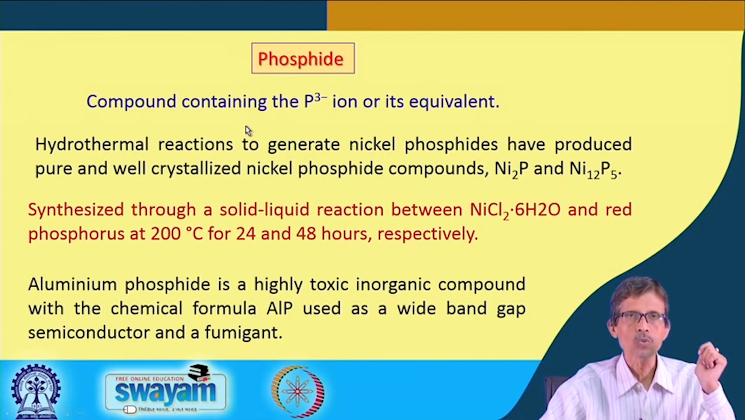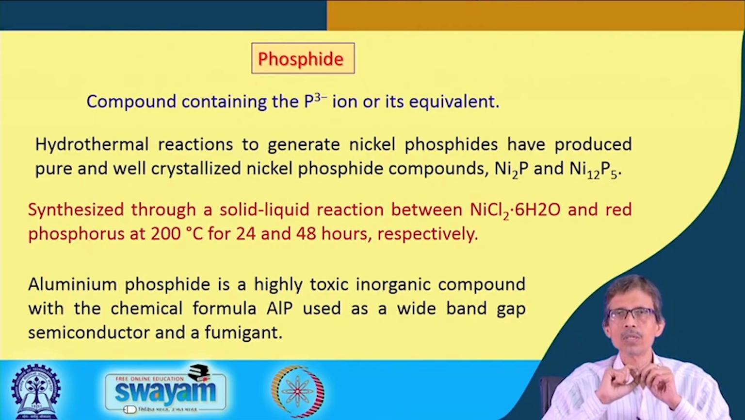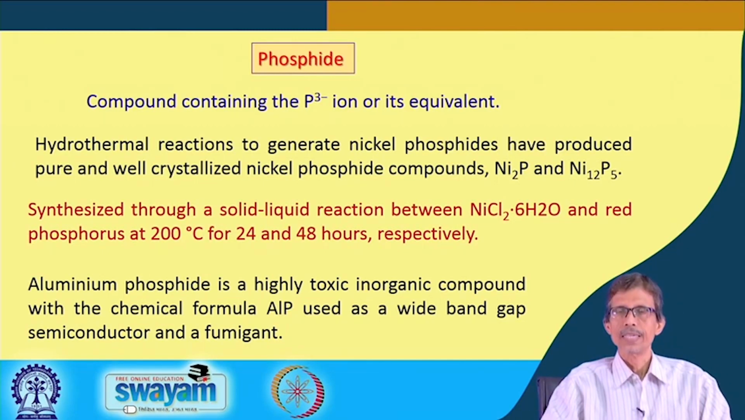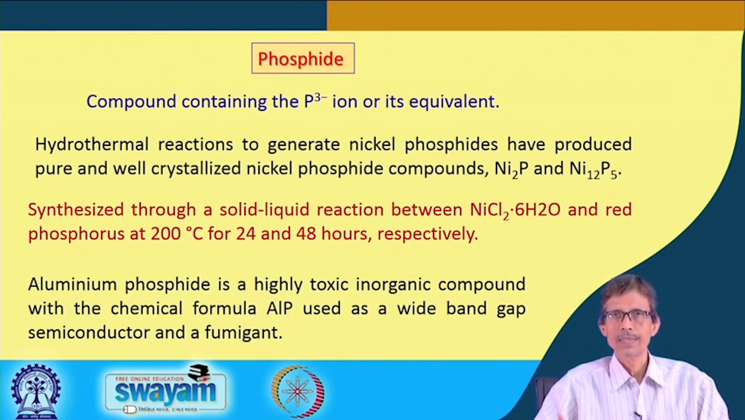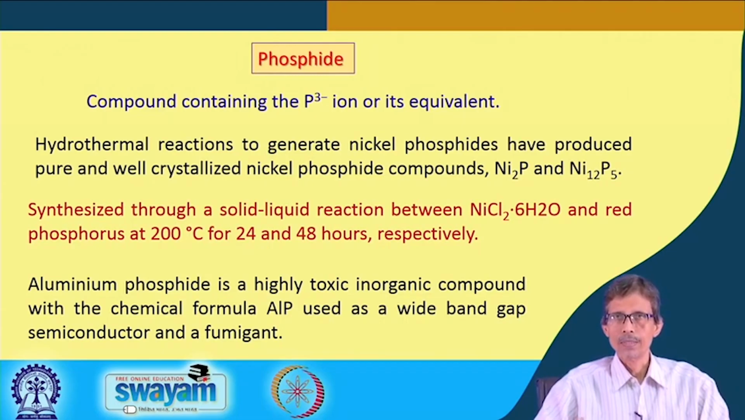But these are compounds containing the P3 minus ion or its equivalent, because sometimes you can have oxygen or hydrogen attached to the P3 minus ion, which is nothing but the corresponding anionic part of your well known PH3. Phosphide has huge solid state applications, because those phosphide materials, like your oxide or your carbide, we know calcium carbide, a very useful molecule, and how we get that also we know.